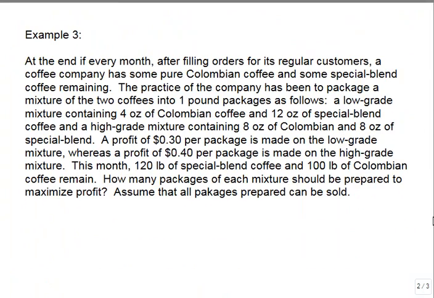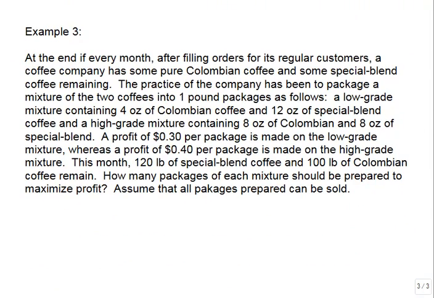Okay, let's try one last example, another word problem. It's kind of intimidating when you first look at it. So let's read it through very carefully and we'll try to work through what we're dealing with.